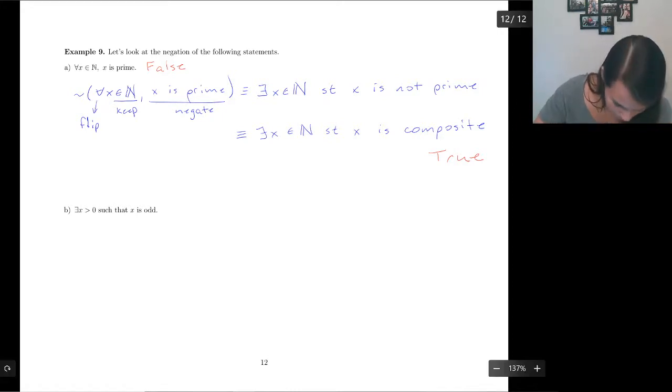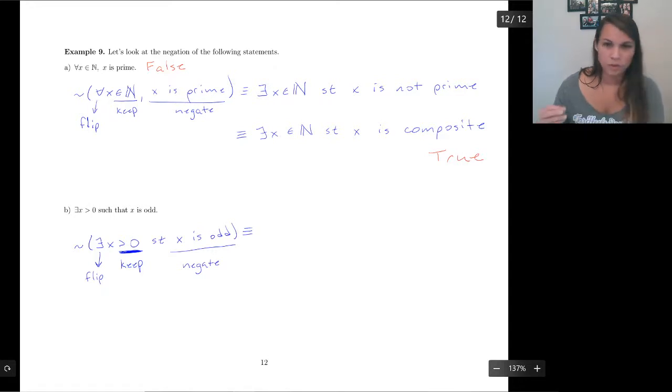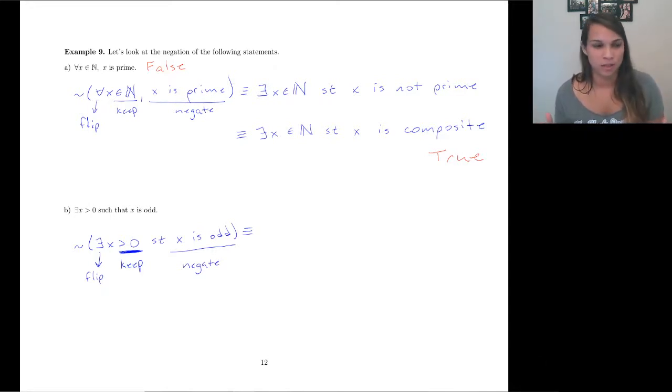Then one last example, we're going to say not exists x greater than 0 such that x is odd. So we're going to flip, we are going to keep this, and then we're going to negate this. So that's why, honestly, I've been so persistent about the domain. I'm pretty sure the book did not make a big deal about domain at all. But when you hit analysis, that's going to be really important. You're going to have to negate things, and you're going to have this greater than 0 domain, and you need to know that you're not supposed to negate it. We still want to keep the domain.